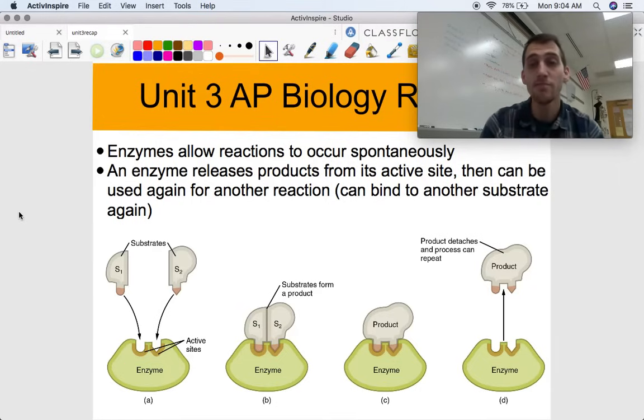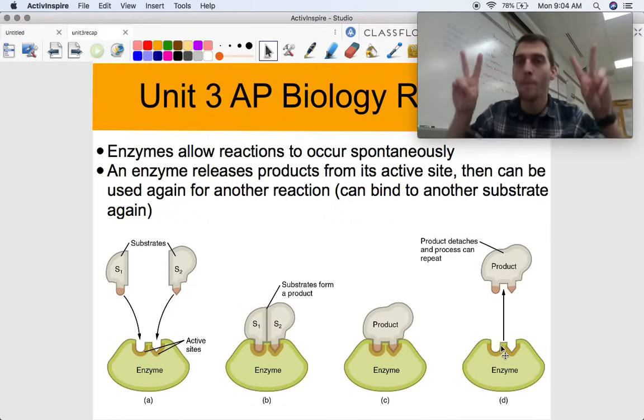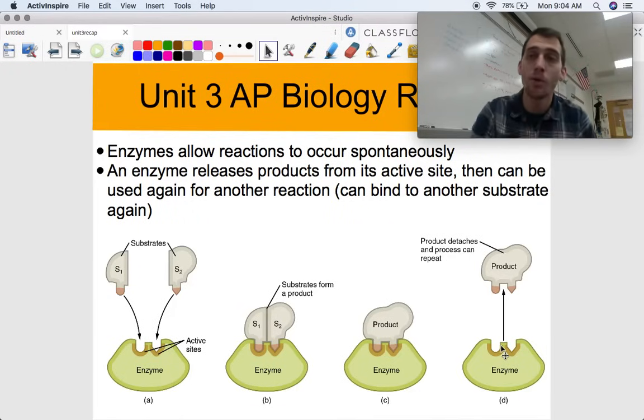An enzyme releases products from its active site and can be used again, as I said, for another reaction. It can bind to another substrate again. So the enzymes can be reused. They don't, quote unquote, participate in the reaction because they don't get broken down or built up. They just allow the reaction to happen at a faster rate because it lowers the amount of energy needed, the activation energy required to make that reaction happen.